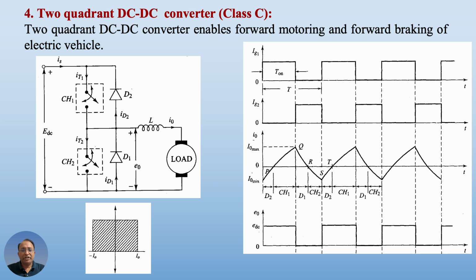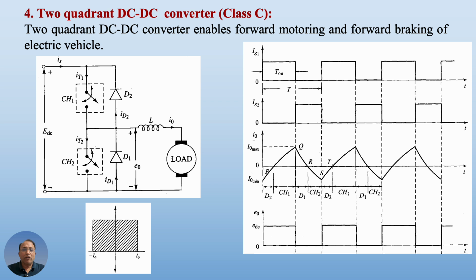The first quadrant operation is achieved by CH1 and D1. These two together achieve the first quadrant operation, while CH2 and D2 have no role to play, so they will not conduct during the first quadrant operation. Similarly, chopper 2, that is CH2 and D2, will be responsible for the second quadrant operation, and at that time CH1 and D1 will not be conducting.